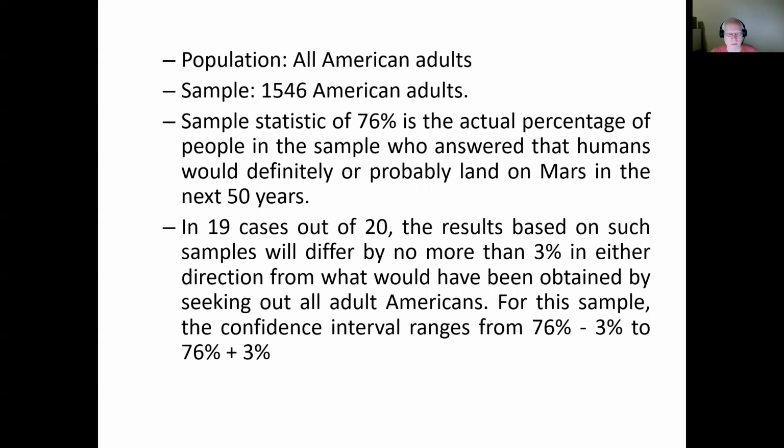Because we don't have the population parameter, we calculate the confidence interval around our best estimate of the population parameter. And our best estimate of the population parameter is our sample statistic. So in this case, our best estimate of the 78% is our sample statistic of 76%. And so we calculate the margin of error, the confidence interval, around there.